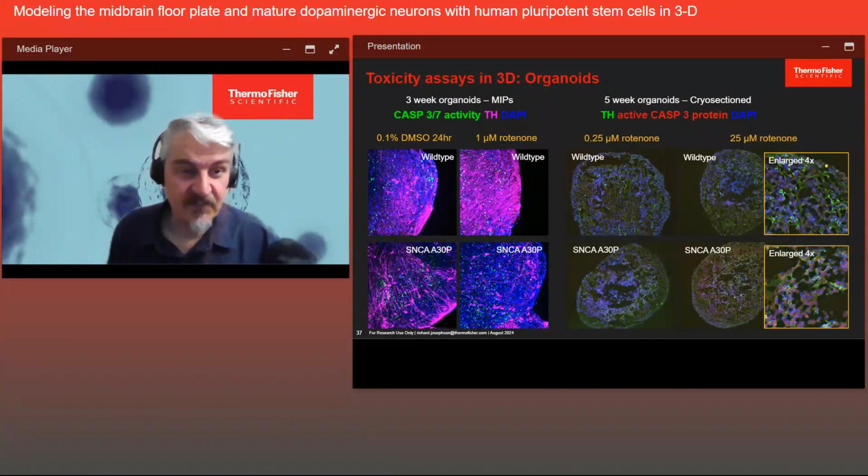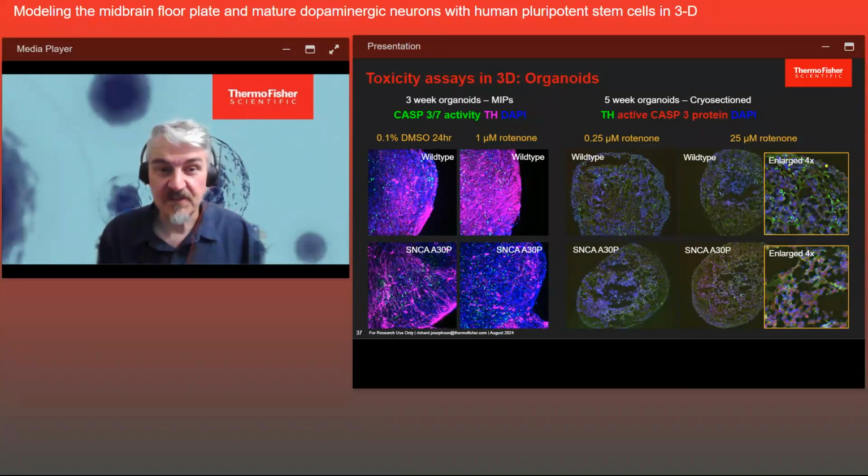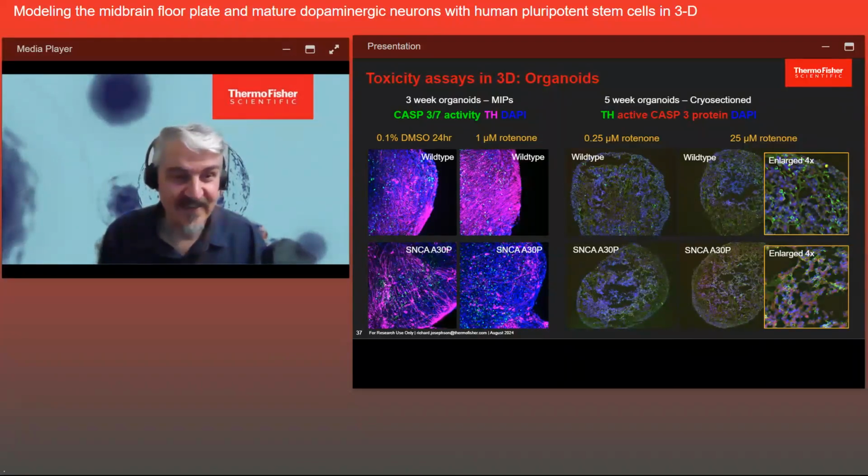So obviously we would prefer to use the more mature organoids for disease modeling because Parkinson's mainly affects older brains. And we want at least to have long established neurons with networked electrical activity in our disease model. However, the younger neurons give us a more linear response to the toxins.